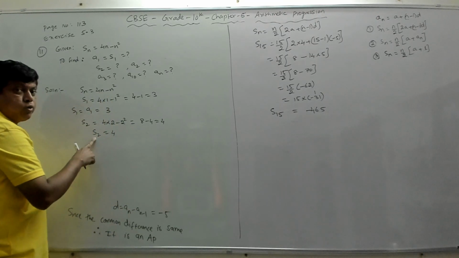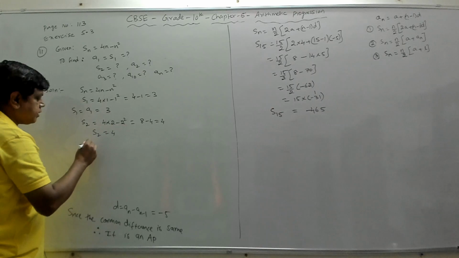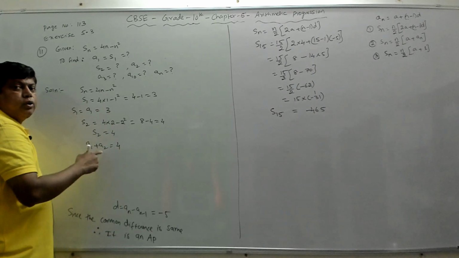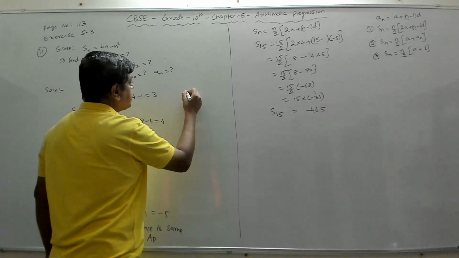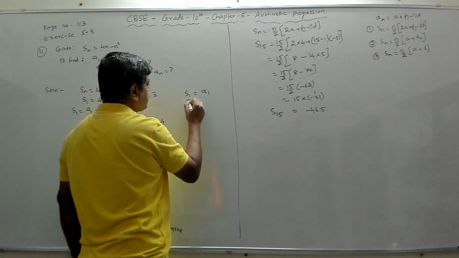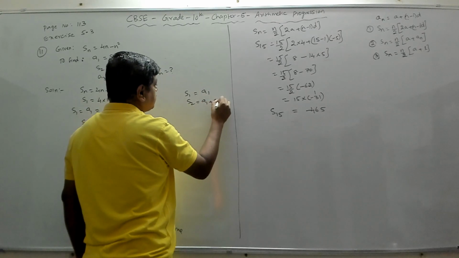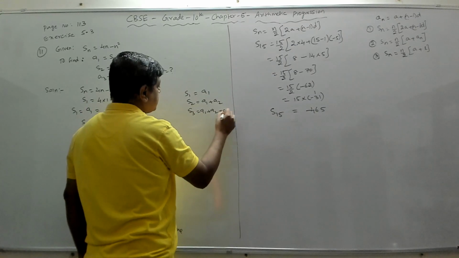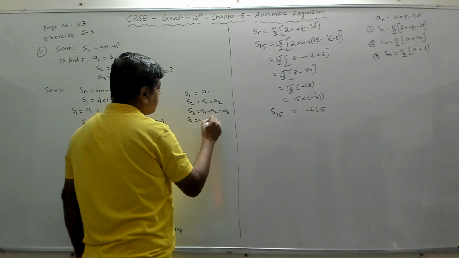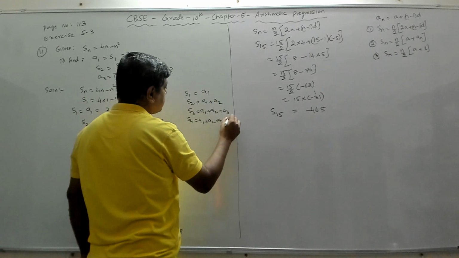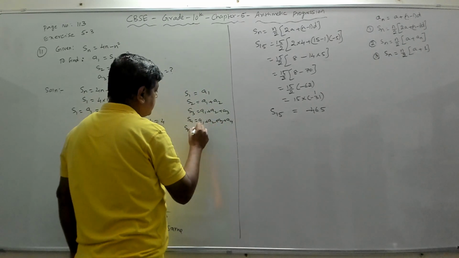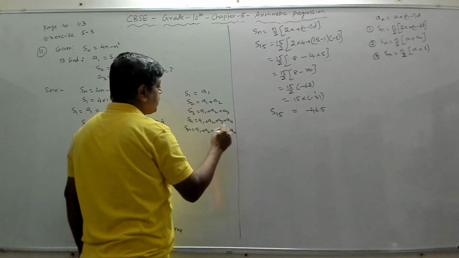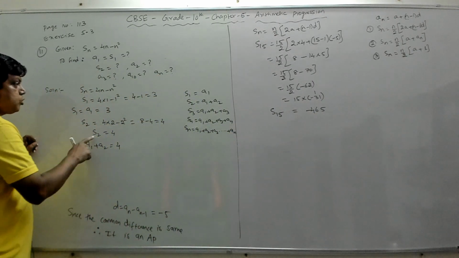Now, what is S2? S2 is the sum of first two terms. So S2 can be written as A1 plus A2 equal to 4. See, your S1 means sum of first one term. S2 means sum of first two terms. S3 means sum of first three terms, A1 plus A2 plus A3. Similarly, S4 means sum of 4 terms, A1 plus A2 plus A3 plus A4. So similarly, your Sn means A1 plus A2 plus A3 dot dot dot plus An, the sum of first n terms. So your S2 is A1 plus A2.